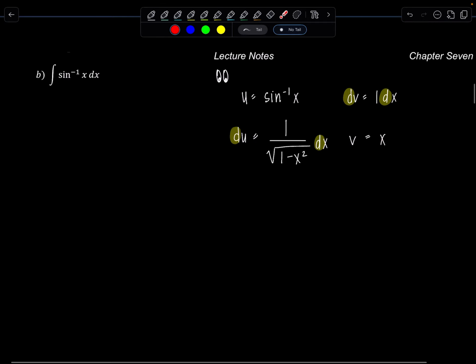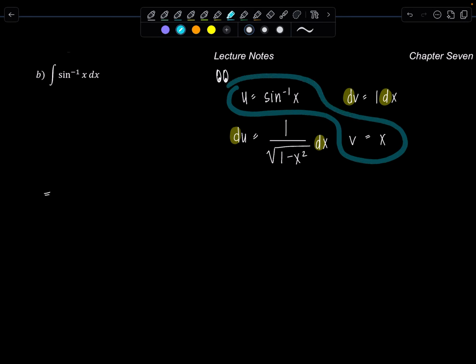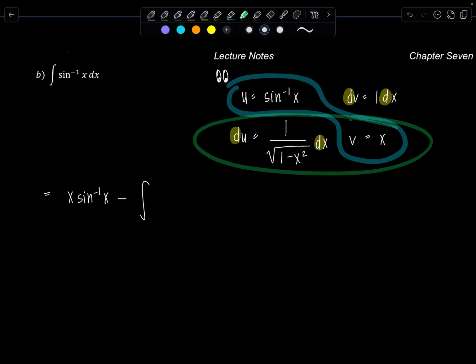Okay, here we go. So now we're going to have u times v outside. That doesn't get integrated. So x sine inverse of x minus the integral of v du. So I'm going to have x over the square root of 1 minus x squared dx. Good?